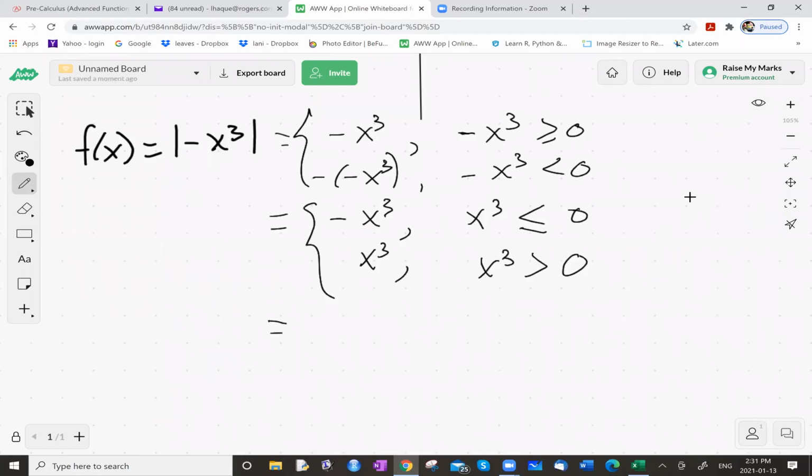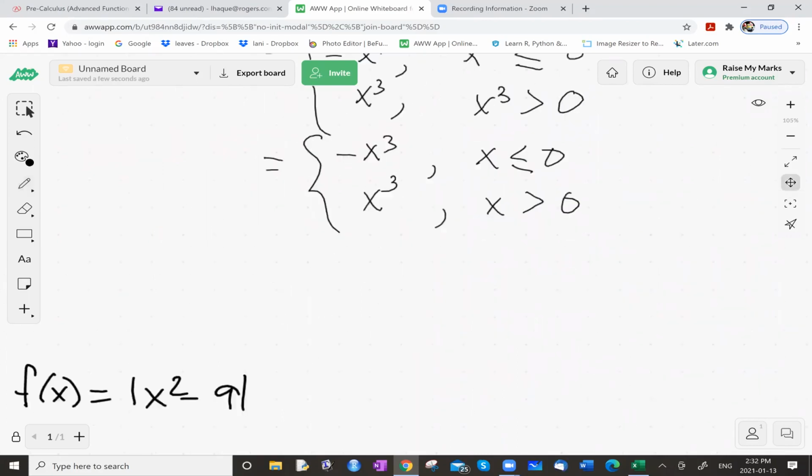Okay, so now we'll go one step further. Our function equals negative x cubed, so x cubed is less than 0 when x is less than 0. And our function equals x cubed when x cubed is greater than 0, and that only occurs when x is greater than 0. There. All right, so this is our final function: f of x equals negative x cubed when x is less than or equal to 0, and x cubed when x is greater than 0.